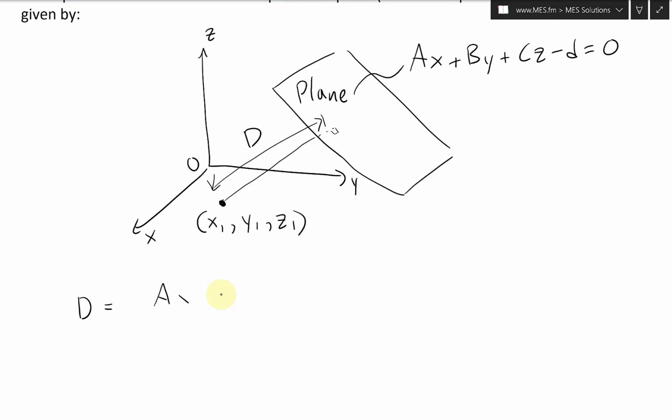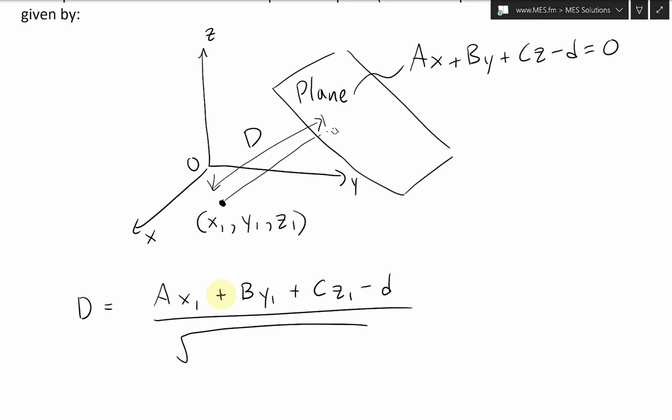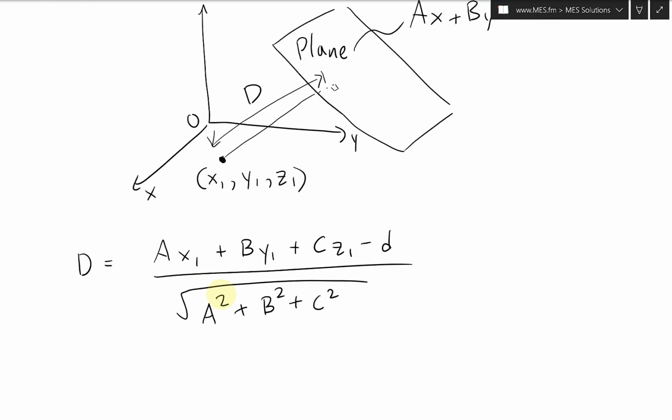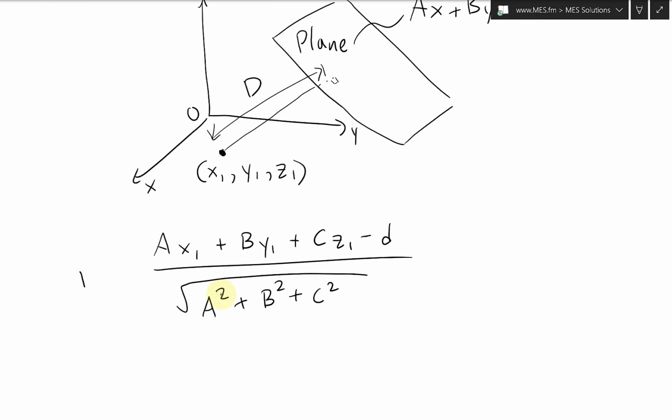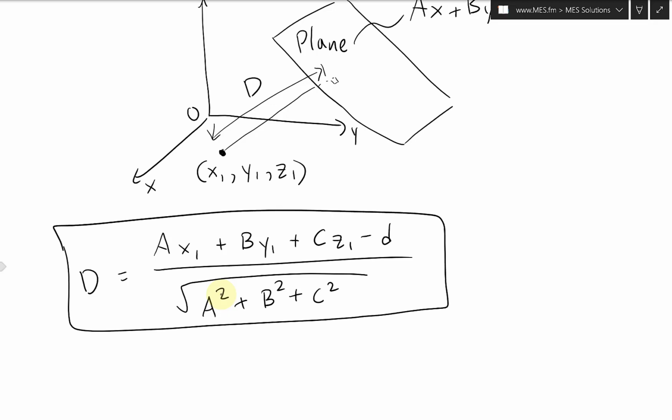So that is the distance d, and d is given by the formula, which I'll prove in a future video: ax1 plus by1 plus cz1 minus lowercase d, divided by the square root of a squared plus b squared plus c squared, like that. That is the distance d. And let's box all this in.